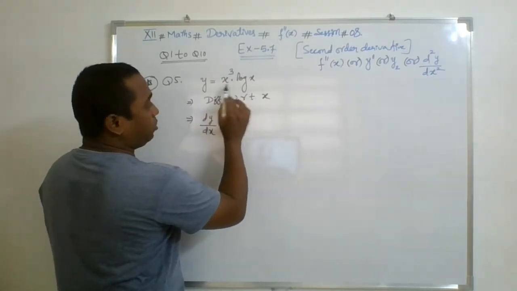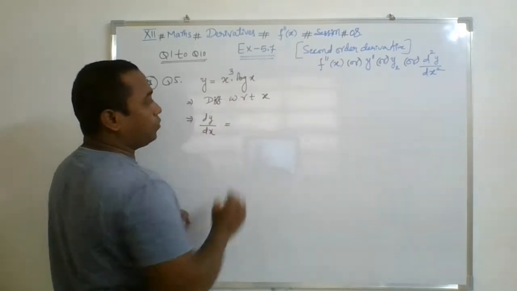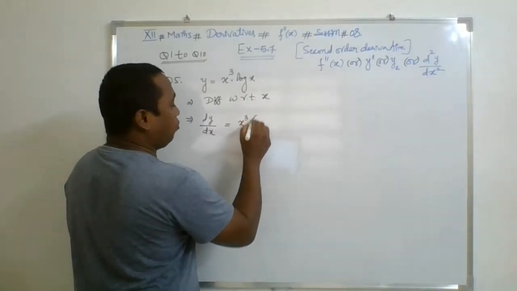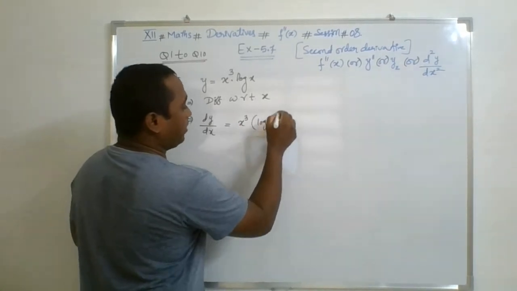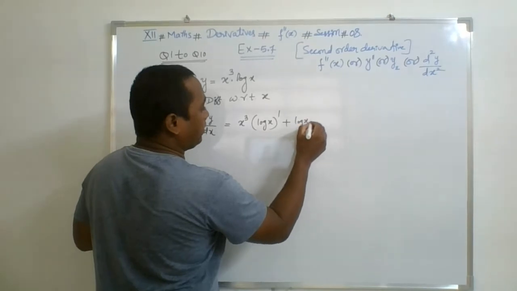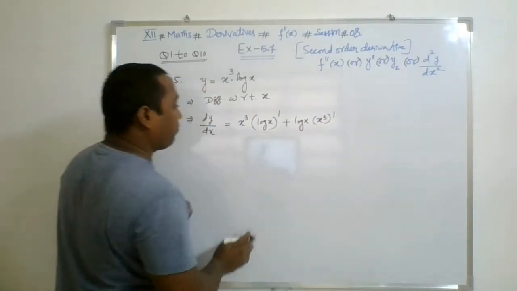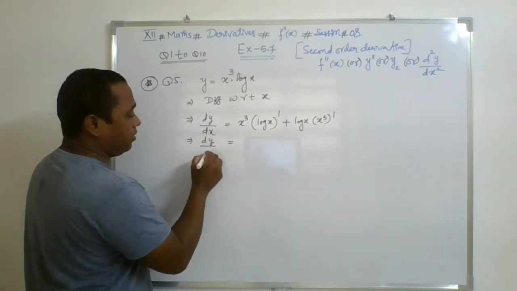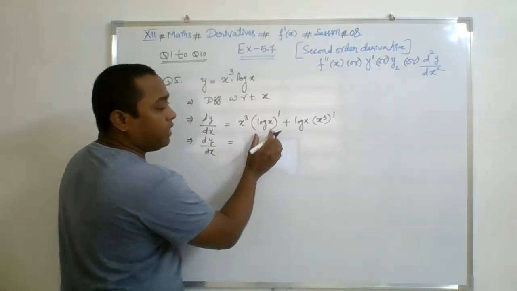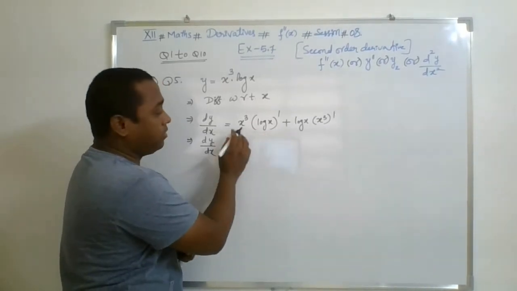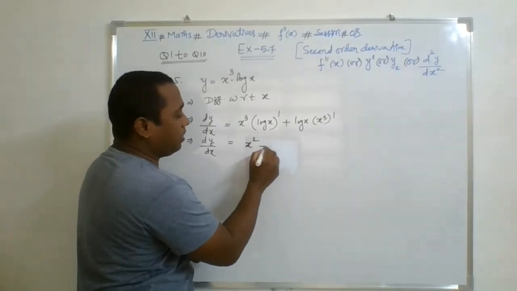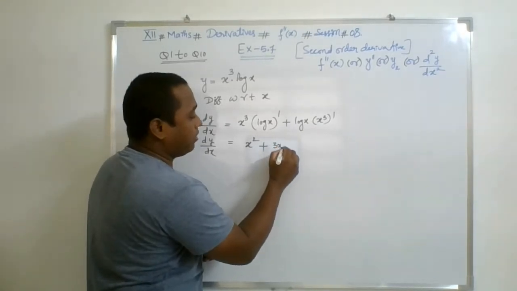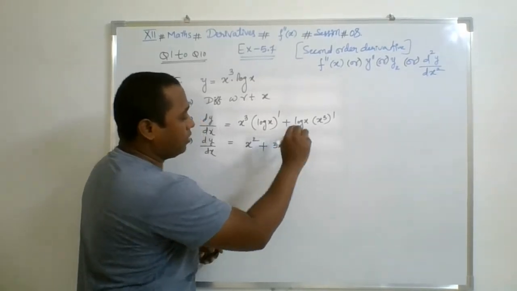Now here the function is in product, right? So we have to apply the product rule, that is the u into v rule. Hence I can write x cube into the derivative of log x plus log x into the derivative of x cube. So in the next step you will write dy by dx is equal to, the derivative of log x is 1 by x, hence their product will give x square. The derivative of x cube is 3x square, then I can write 3x square into log x, right?